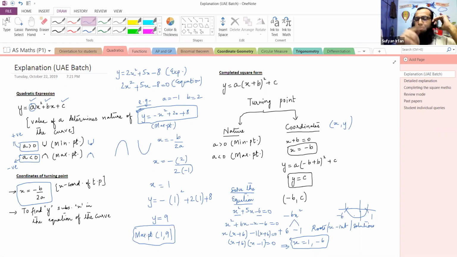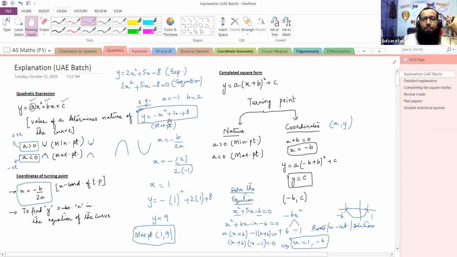Now comes the question of Musa. Musa has asked, sir, how come this is a maximum point? As I said, this is the form that you need to check out. This is the quadratic expression, right? The coefficient of x square determines the nature. Coefficient of x square would mean the number which is written with the x square. So over here it's negative x square.